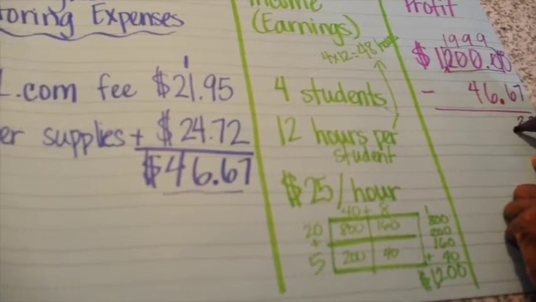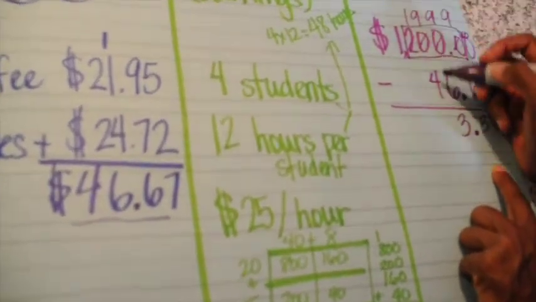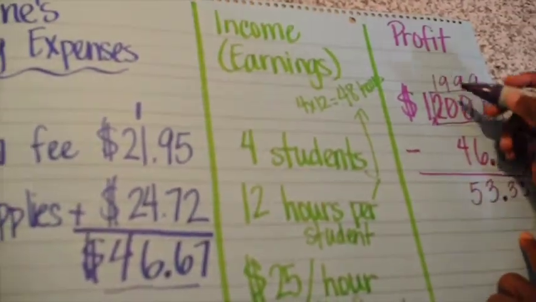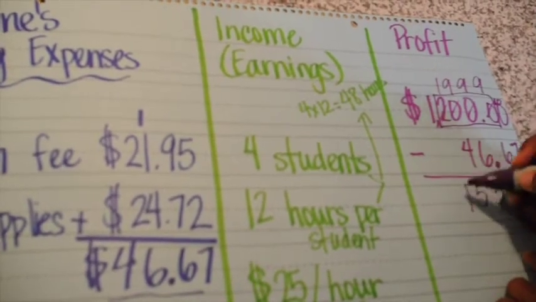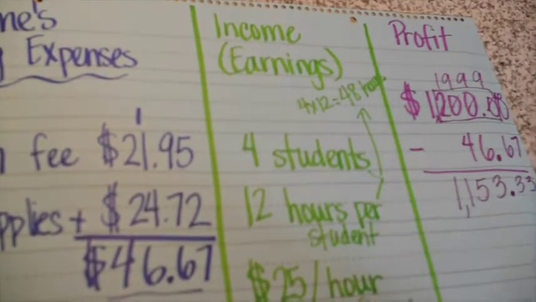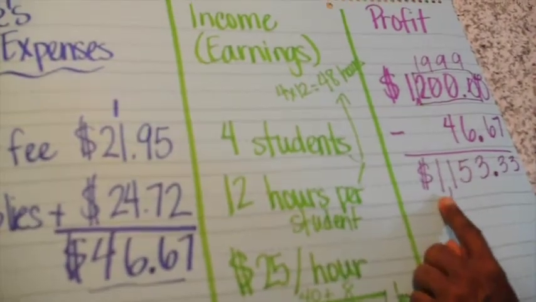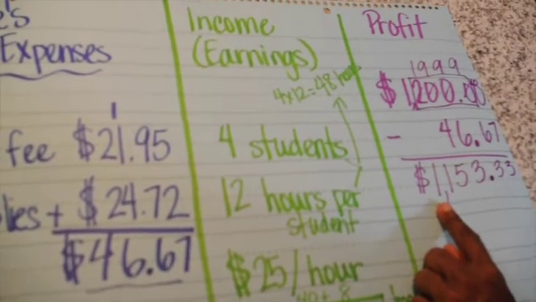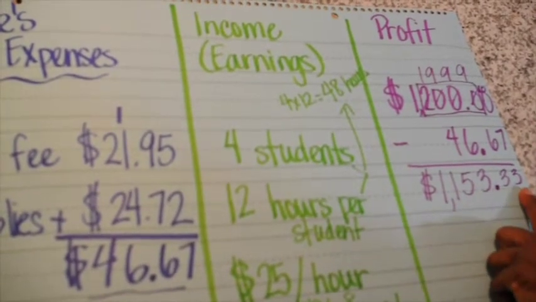Ooh, I get to bring my decimal point down. 9 minus 6, 3 again. 9 minus 4 is 5. 1 minus nothing is 1. And then that 1 minus nothing is 1. So you can see my profit from my tutoring business would be $1,153.33.